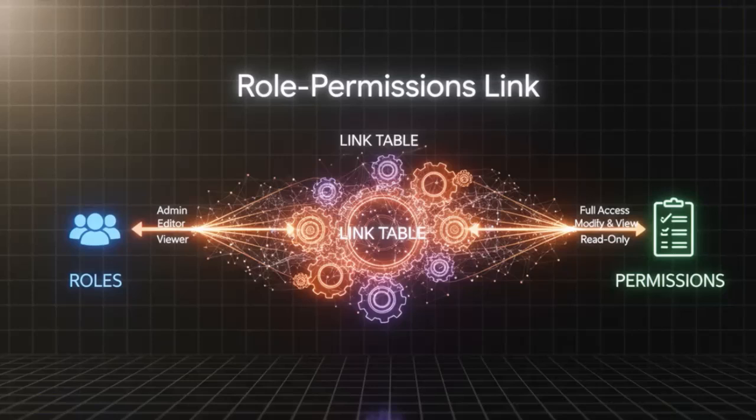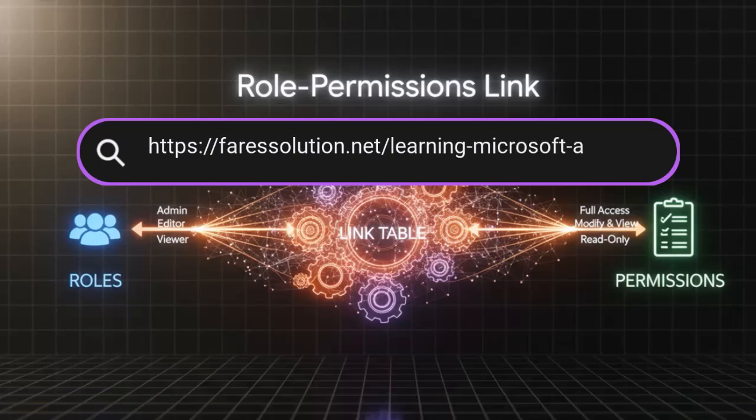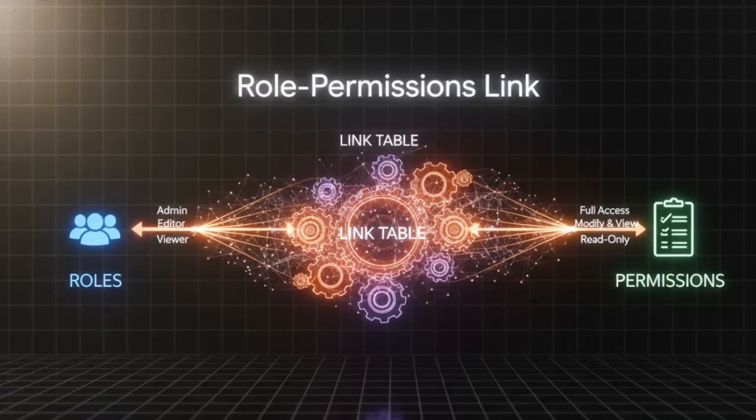And here it is. This is the secret sauce that brings it all together. The role permissions link table is like the central nervous system of our security. It connects the admin role to all its permissions, the sales role to its permissions, and so on. This simple little table is the real engine behind the whole system.